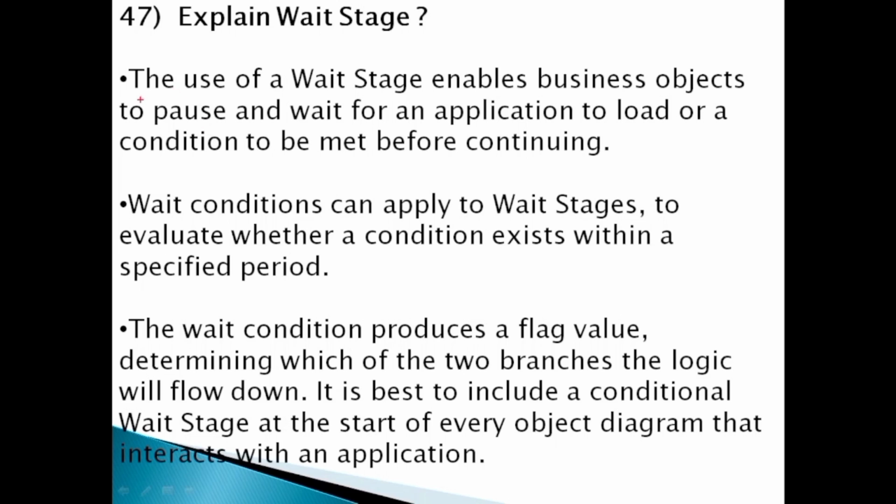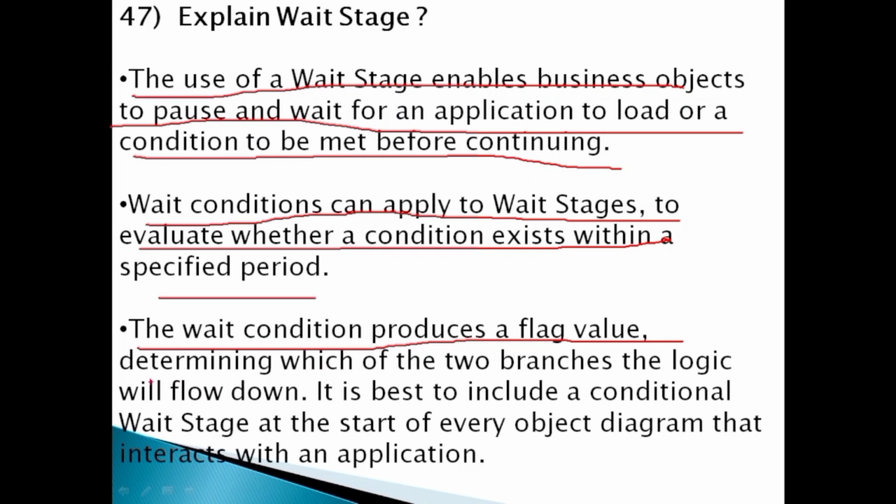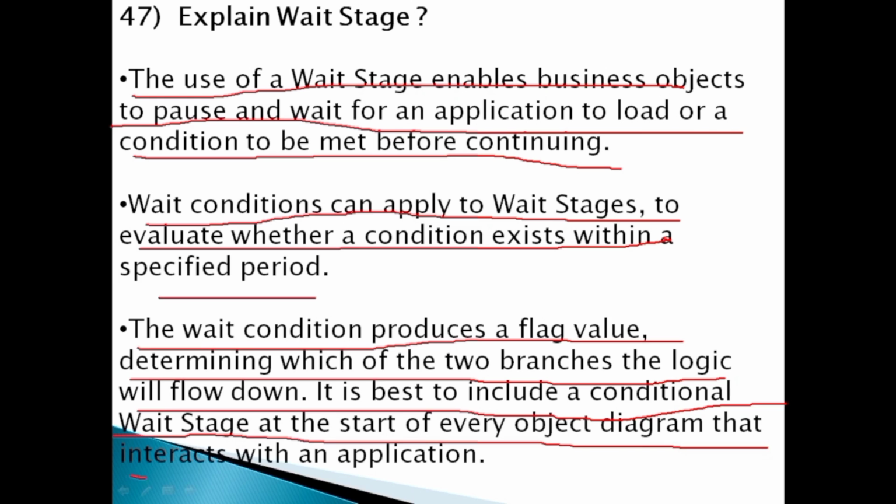Explain wait stages. The use of wait stages enables business objects to pause and wait for an application to load or a condition to be met before continuing. Wait conditions can apply to wait stages to evaluate whether a condition exists within a specific period. The wait conditions produce a flag value determining which of the two branches the logic will flow down. One of the best practices is to contain the wait stage at the start of each object.